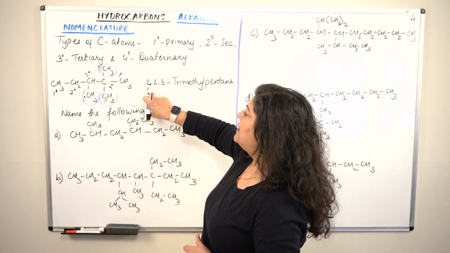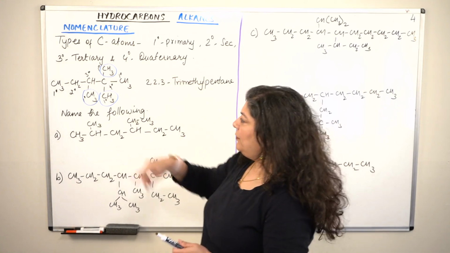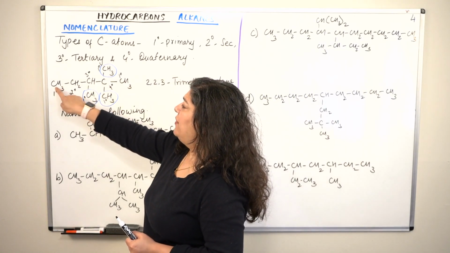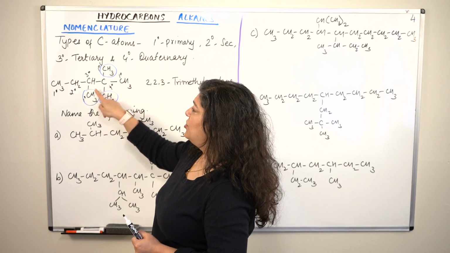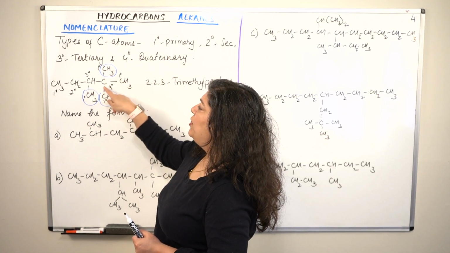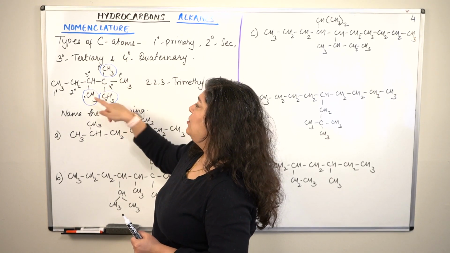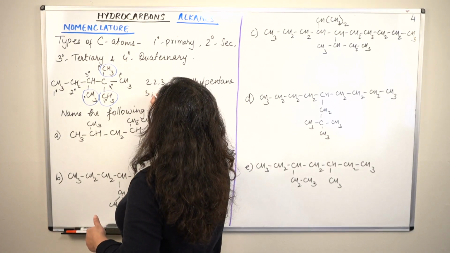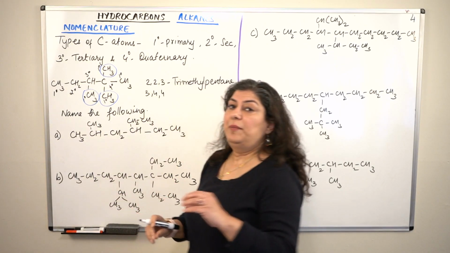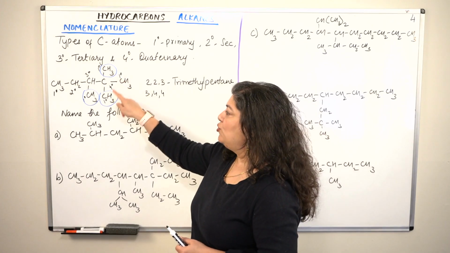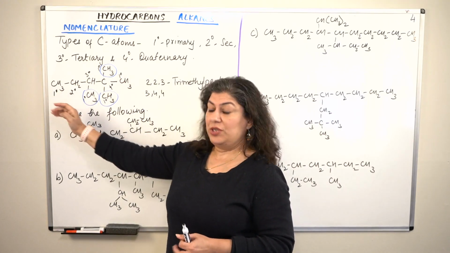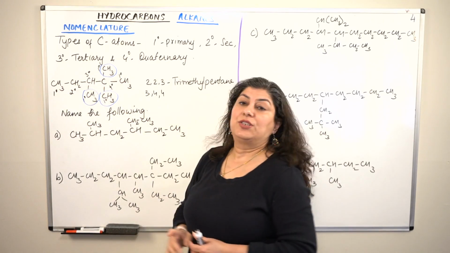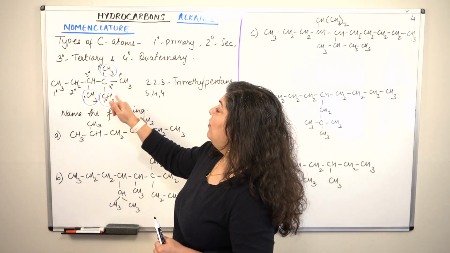So the locants I get are 2, 2 and 3. If I count from this direction, I will get the first locant, this is 3, and these two methyl groups would be on the fourth carbon, so I would call them 3, 4, 4. The three methyl groups can be either at 2, 2, 3 if I count from this direction, or if I count from that direction, the locants would be 3, 4, 4.